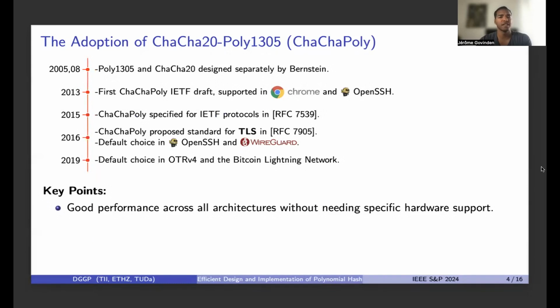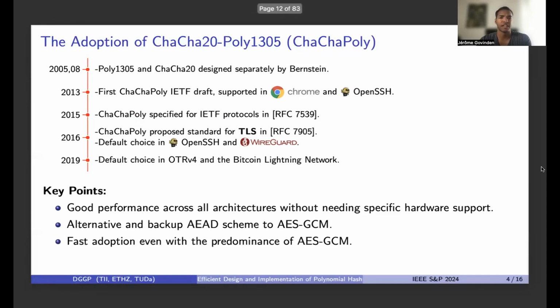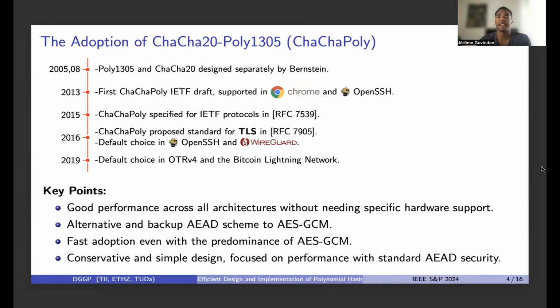So as key points, we can note that it has good performance across all architectures, without the need for any specific hardware support, such as the AES instruction or carryless multiplication. Moreover, it is also often seen as a backup algorithm to the very popular AES GCM scheme, and thus can be used as fallback in the event that a vulnerability is found in AES. But more interestingly, as shown in the timeline, it was quickly adopted, even though AES GCM was already a predominant scheme. And this is due to its conservative and simple design, which is focused on performance while providing only standard AEAD security. And in this talk, we'll focus more on Poly 1305.